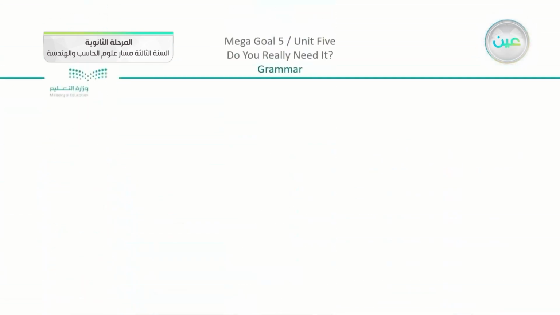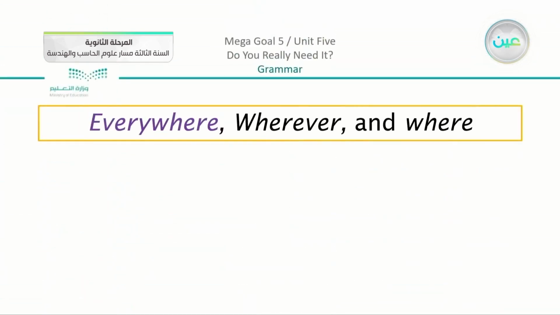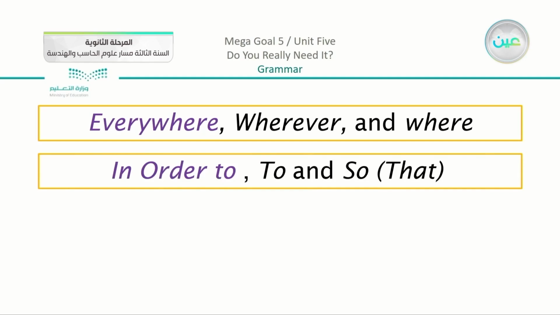Now we are going to see that everywhere does have other words in their team. Like for example, we have here everywhere, wherever can do the same part or the idea, and we have here where. We do have another team. Now we have the team in order to that we mentioned before, and with in order to we have other words like to. We can say so, or we can say so that.